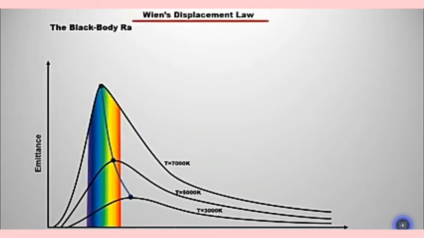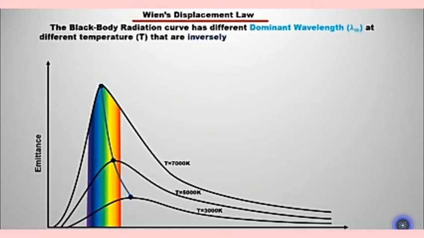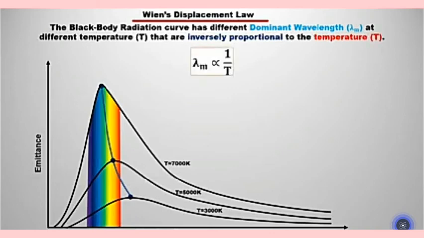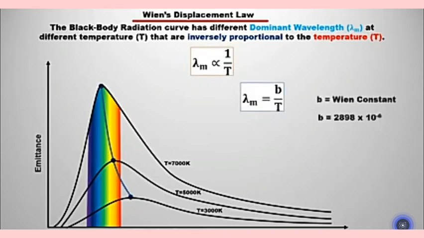The dominating wavelength lambda m of the radiation radiated from the black body is inversely proportional to the temperature of the black body. When we remove the proportionality, lambda m equals b by T, where b is the proportionality constant, also known as Wien's constant. Its numerical value is 2.898 into 10 to the power minus 3. Since the unit of wavelength is meter and the unit of temperature is Kelvin, the unit of Wien's constant is meter Kelvin.